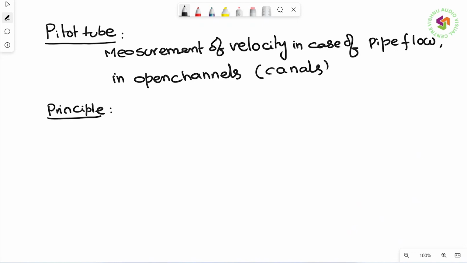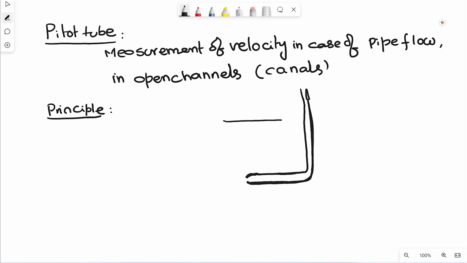For example, what is a Pitot tube first? It is a tube bent at right angles. This is just a tube bent at right angles. This is what we call a Pitot tube, right? This end is just like this. There will be an opening like this. So this is kept in a canal.